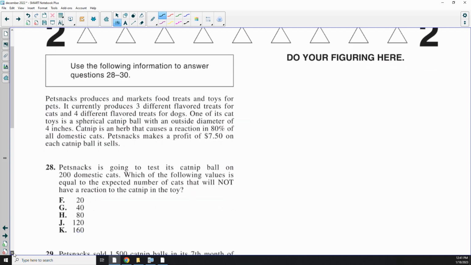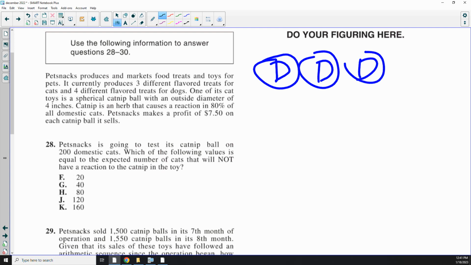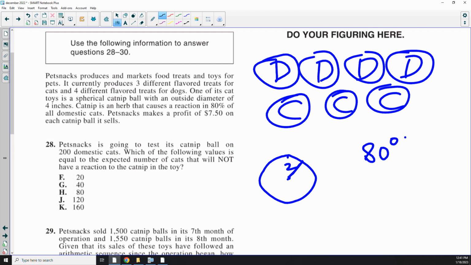Probably a little confusing. I serve 4 dog treats and 3 cat treats. They're all different. And one of the cat toys is a spherical ball with a diameter of 4. I ain't dumb, I'm putting a radius of 2. And catnip causes a reaction in 80% of cats. And we make $7.50 on each catnip ball. So a bunch of different confusing information.